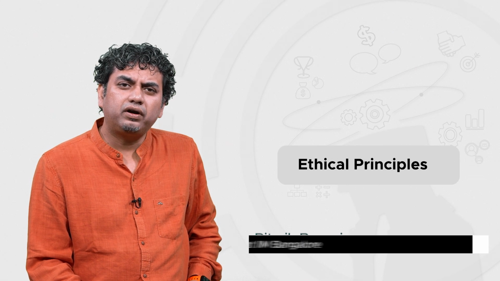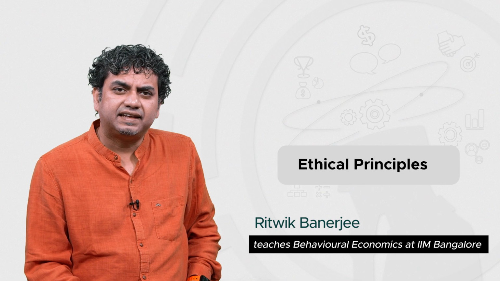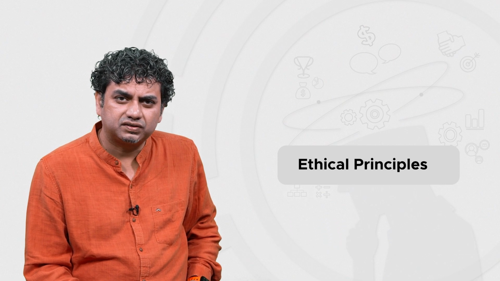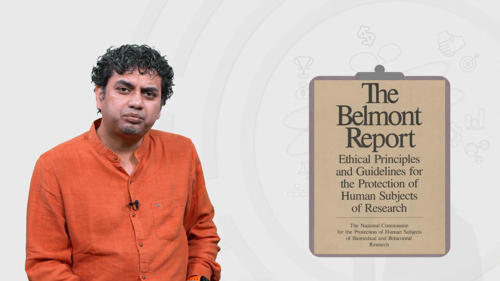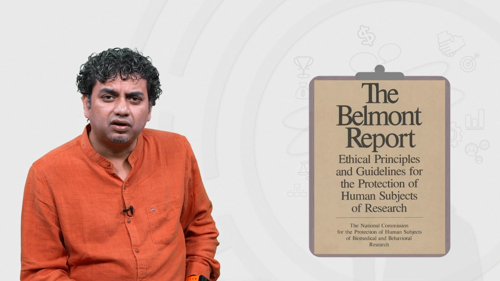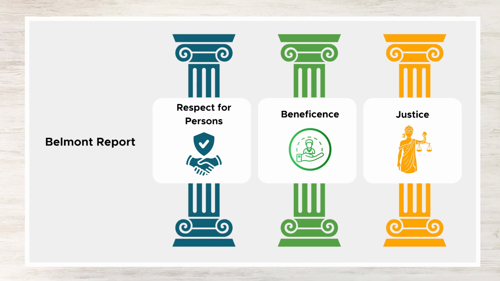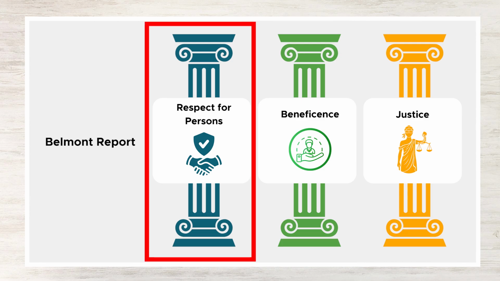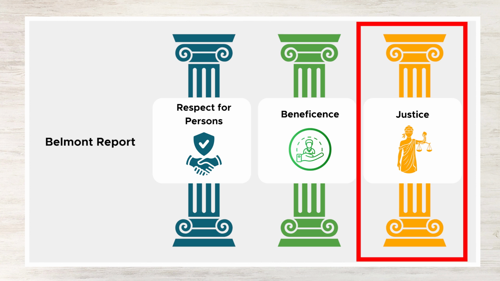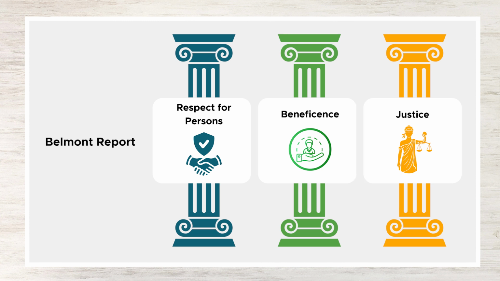So what are the core ethical principles that determine research protocols? Well, these core ethical principles were laid down in the Belmont Report of the 70s. The Belmont Report stands on three main pillars. The first one is the respect for persons, the second one is beneficence, and the third one is justice. Let's go through each of them individually.